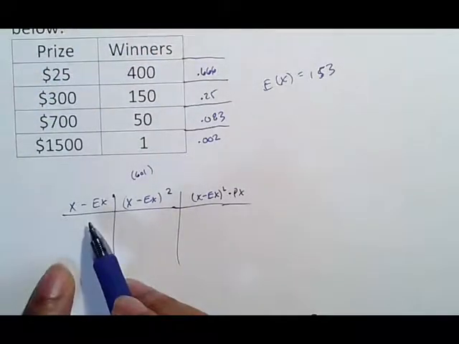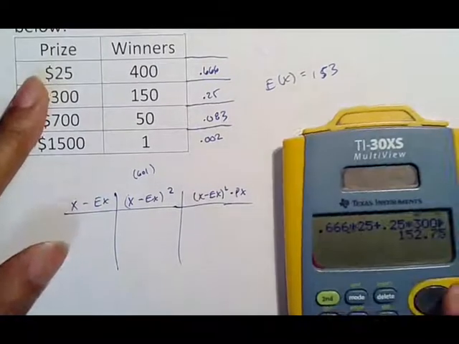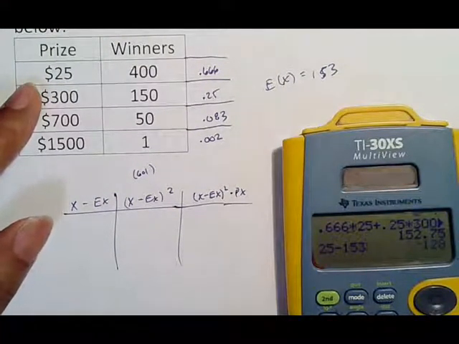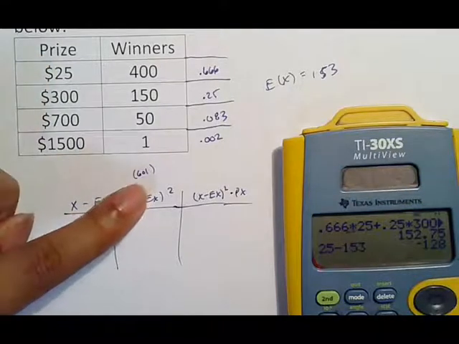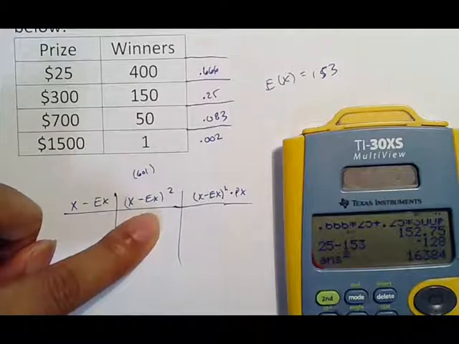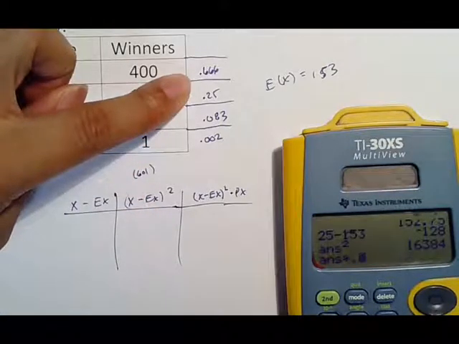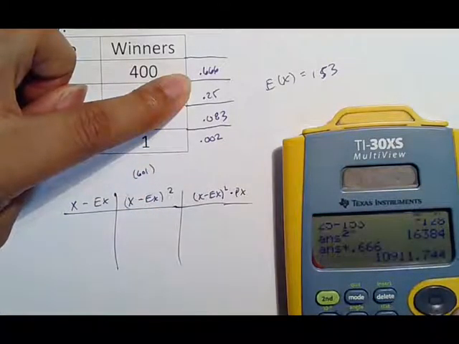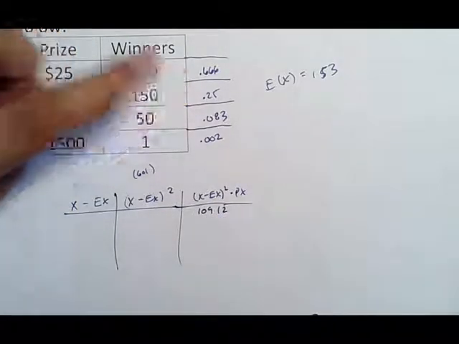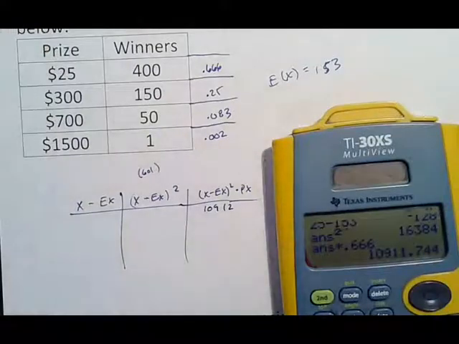even write that. So what I'm going to do here, again, as you get used to it, is 25 minus 153 equals. That belongs here, but I'm going to square that number, which belongs here, and then I'm going to take that times the probability 0.666, which is 10912. So as you can see, just by being sure that I know where the numbers are going, it helps me actually to fill out that chart a little bit faster.